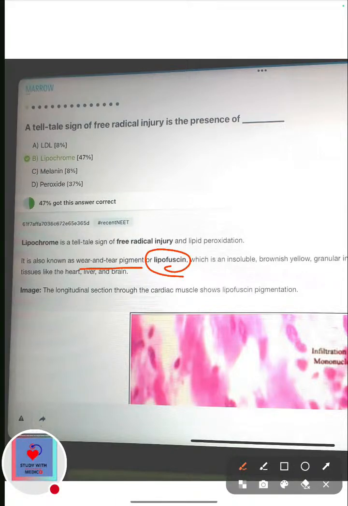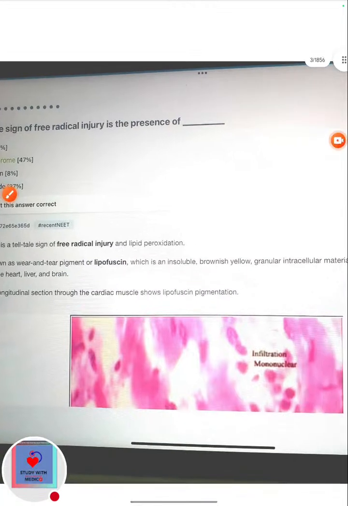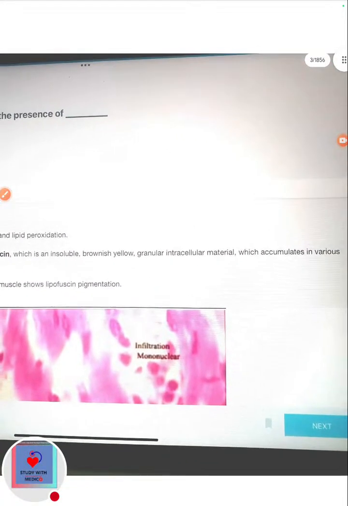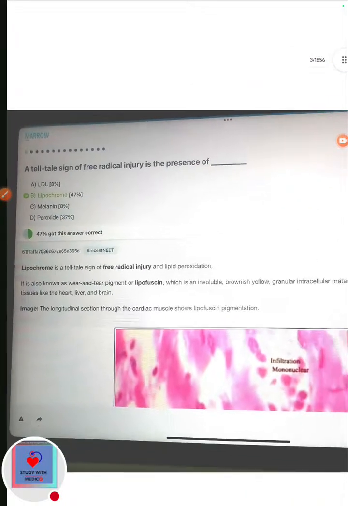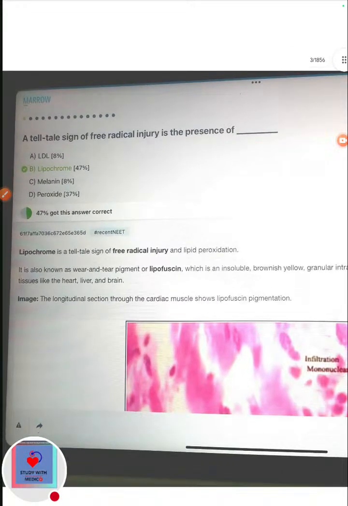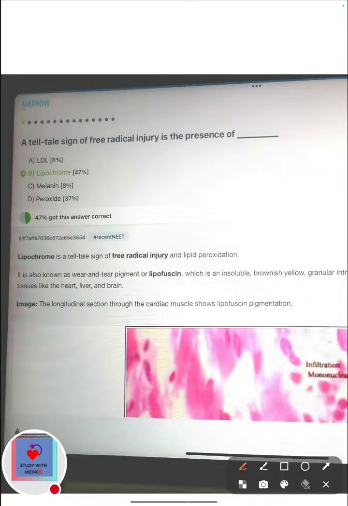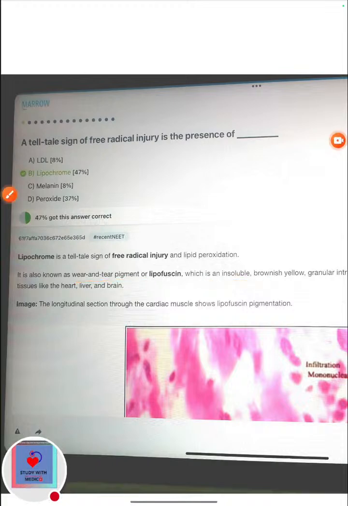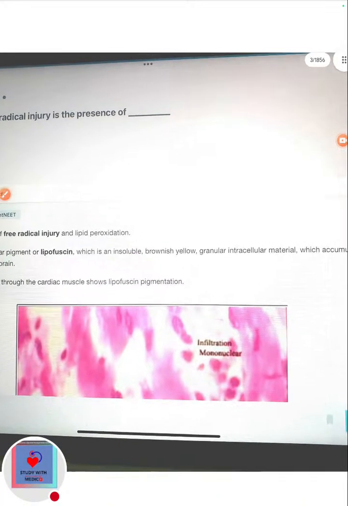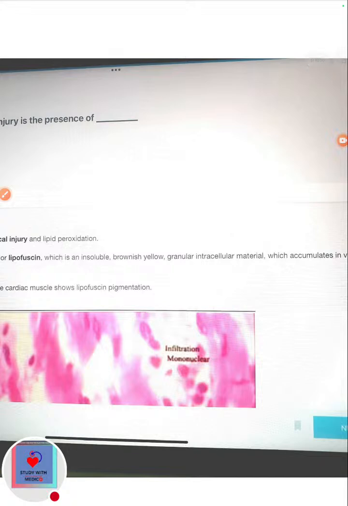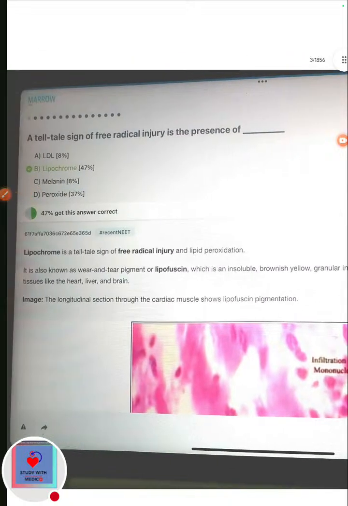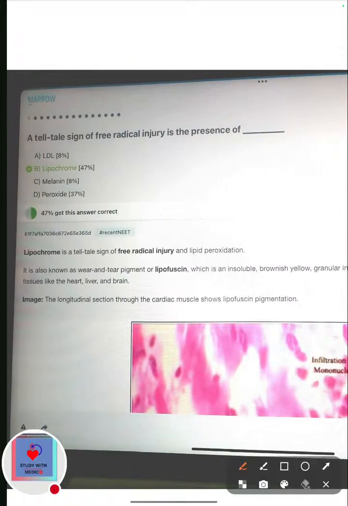It is also known as wear and tear pigment, lipofuscin, which is an insoluble, brownish yellow, granular intracellular material that accumulates in various tissues like the heart, liver, and brain. You might have heard about lipofuscin. This pigment is insoluble, brownish yellow, granular, and present inside the cells.